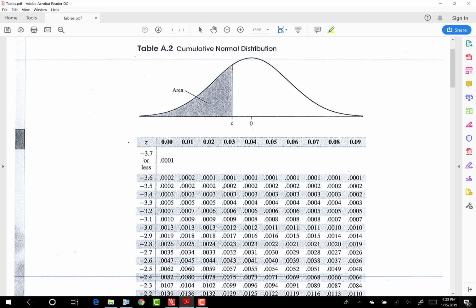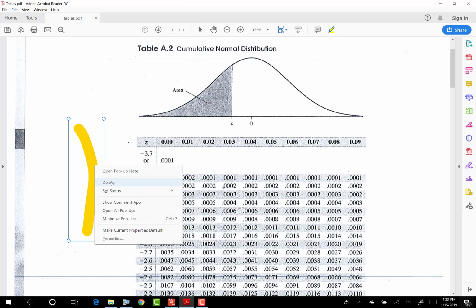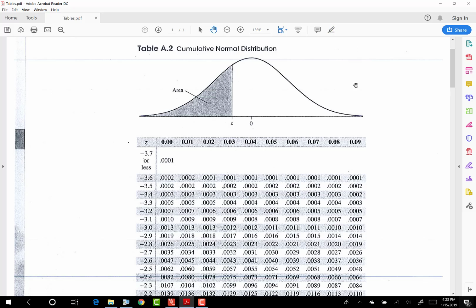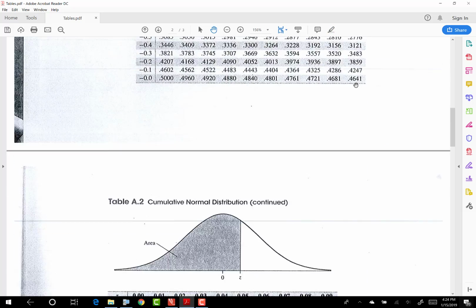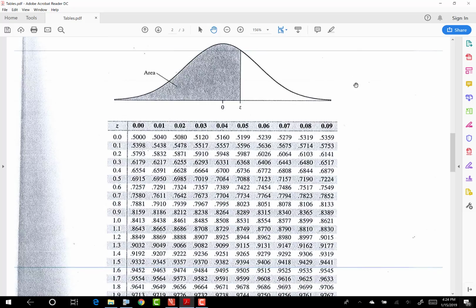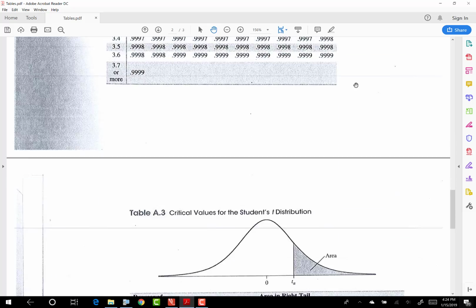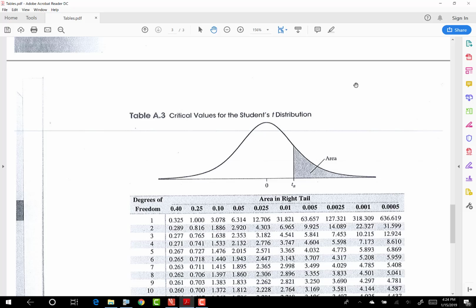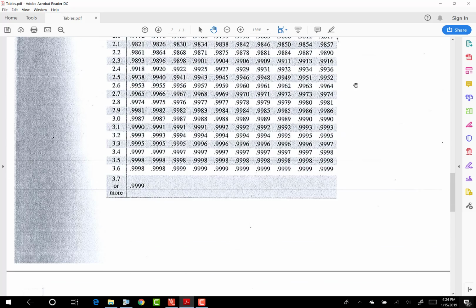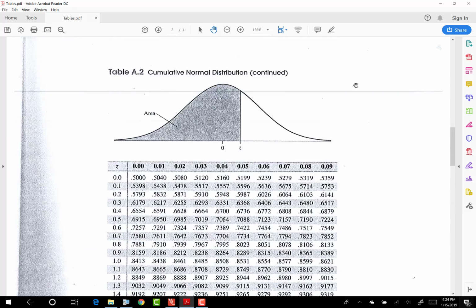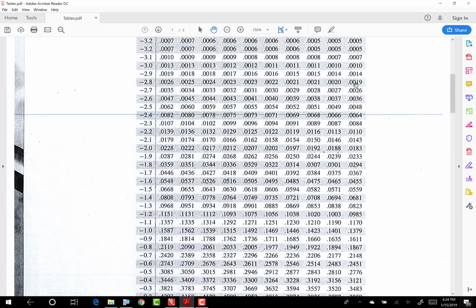If you printed it out or if you look in your textbook, the table we're interested in is A.2. Table A.2 is on 2 pages. And then the third page, if you printed it out, is table A.3, which we're going to learn about in chapter 8. So we're just going to concentrate on the first 2 pages.